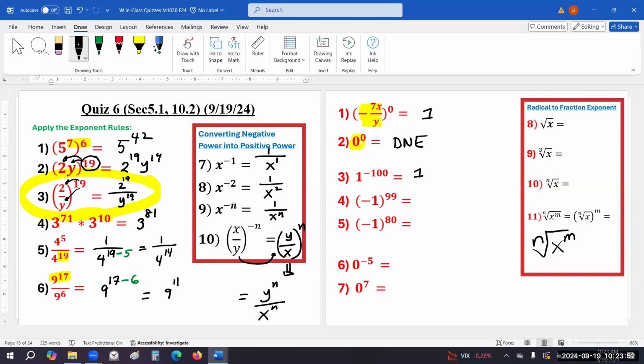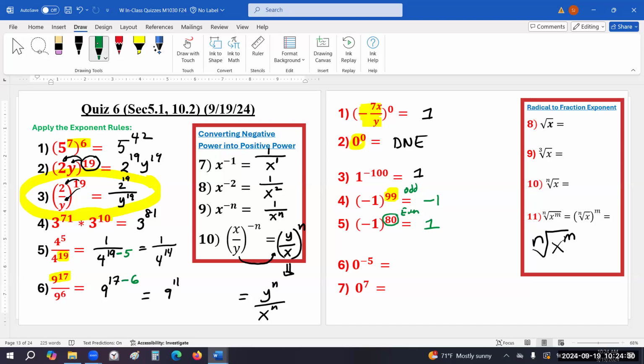Vianney? No. All right. The next one is negative 1 because our 99 is odd. And negative 1 with any odd power gives us negative 1 back. Ashley, right? So 80 is even, and negative 1 to the any even power is positive 1.